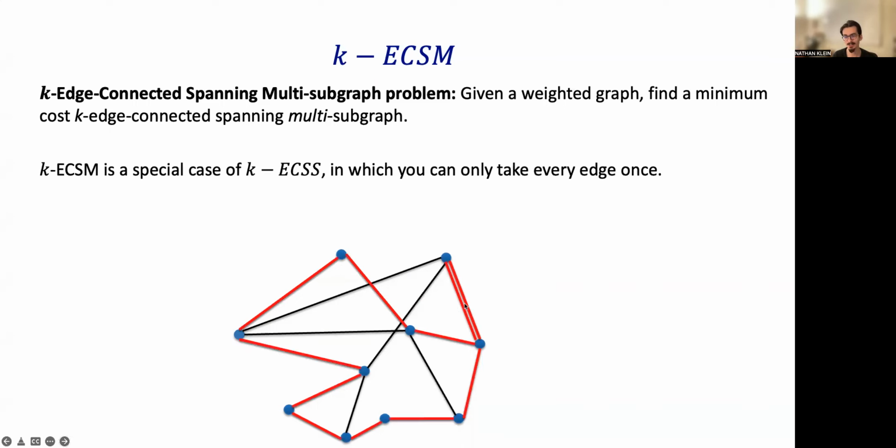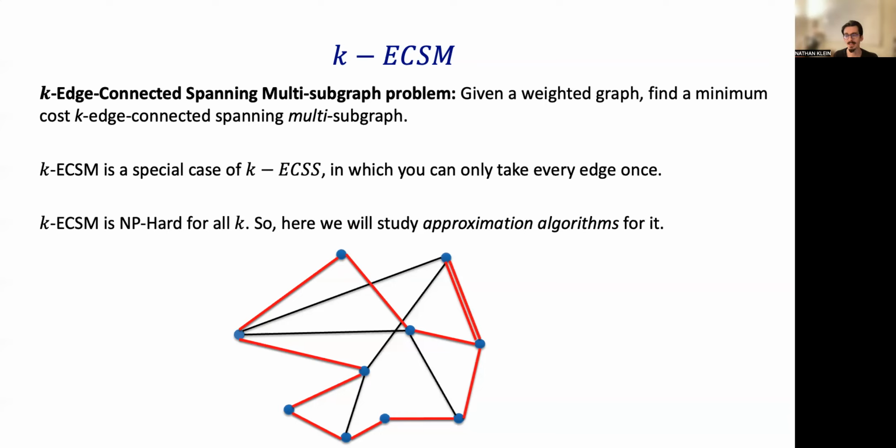This is a special case of a maybe more well-studied problem, the k-edge connected spanning subgraph problem, so without the multi, where the only difference is that I'm not allowed to take an edge more than once. So this would not be a valid 2ECSS solution. KECSM is NP hard, so we're going to study approximation algorithms for it. These are procedures which run quickly and return a solution whose cost is provably within some hopefully small factor of the optimal solution.